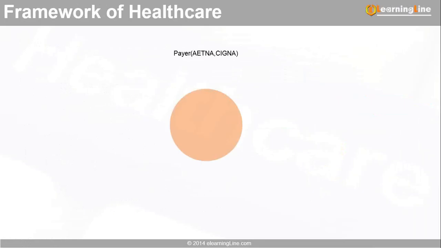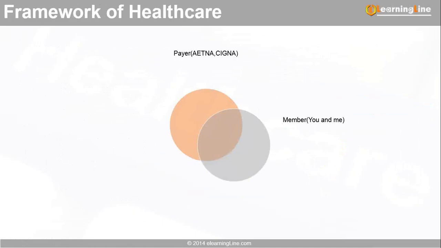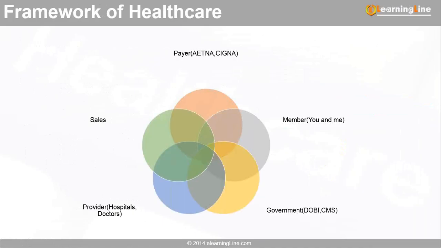Now let's talk about the framework of healthcare. What is the framework of healthcare? Any healthcare system encompasses the payer, which is your Aetna, Cigna, BCBS, Blue Cross Blue Shield. The member, like you and me. The government agencies like the Department of Banking and Insurance, Health, Centers for Medicare and Medicaid. You have HHS, which is Health and Human Services. Then you have the provider, which is your hospital, doctors, lab, and everyone who is providing the services. Then you have the sales and the marketing. These are the focus areas which come under the framework of healthcare.